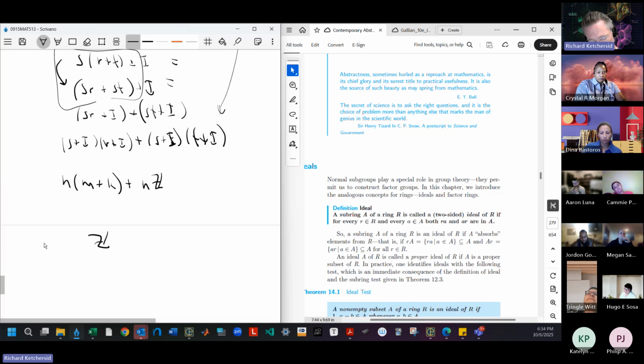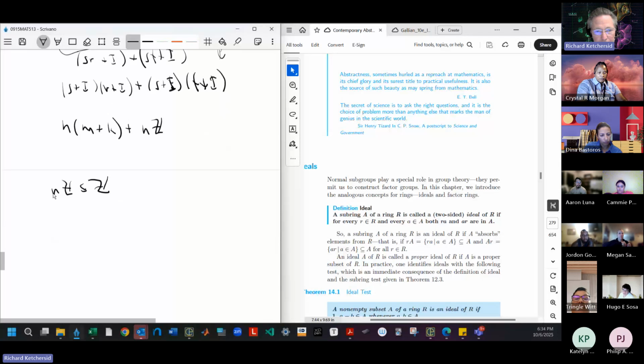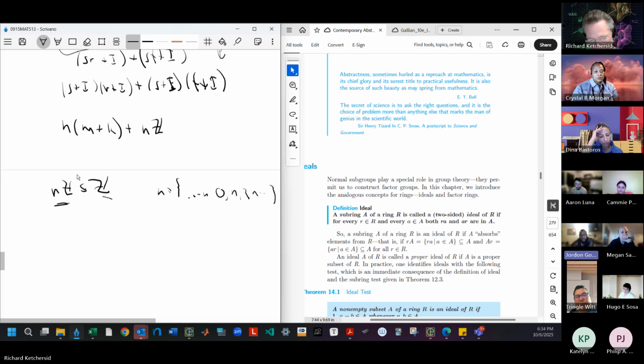So I mean, this is a good example. If I take Z, and I look at nZ, is this an ideal? What is nZ? It's just 0, n, 2n, etc., and minus n, etc., going that way. Is it a subgroup of the additive part? If I take two things in there and add them together, do I stay in there? Yes. If I take something in there, is its inverse in there? Yes. Is 0 in there? Yes. So it's definitely a subgroup.